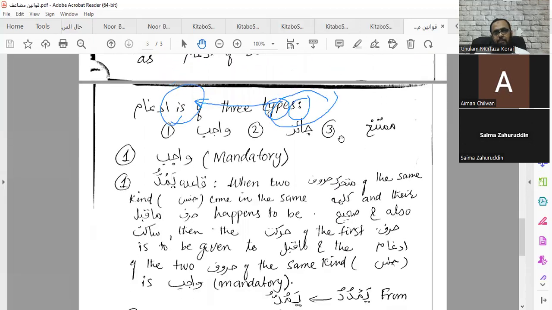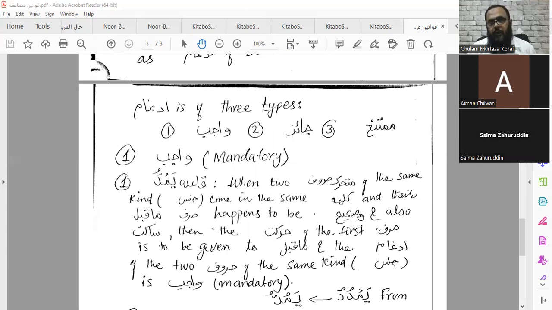Now idgham is of three types. This is the process of doing idgham where two huruf of the same makhraj are there. One is known as wajib, that is mandatory. The second one is jaiz, that is permissible. Number three is mumtani', that is prohibited, means you are not allowed to do the idgham.